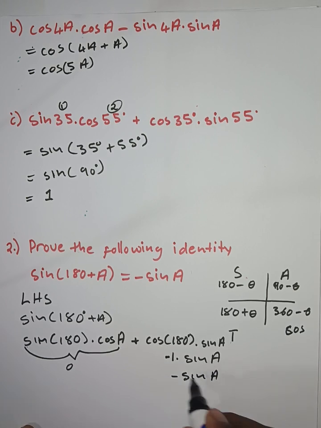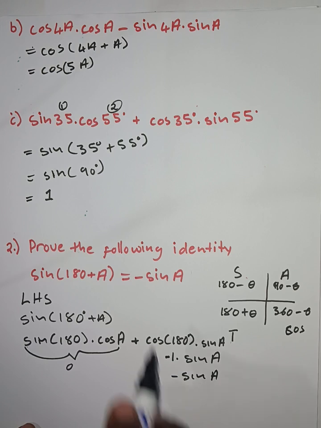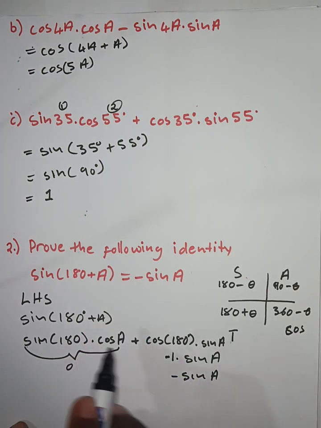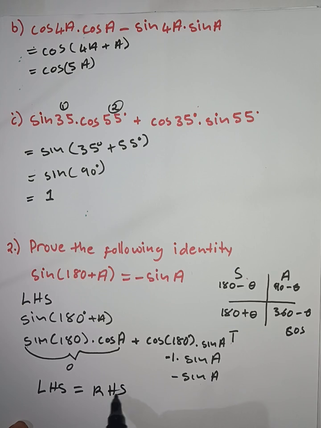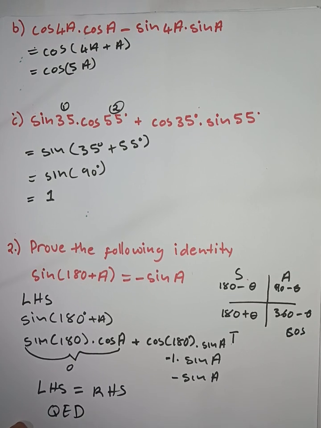So we have shown that indeed the left hand side is equal to the right hand side. We can conclude the left hand side is indeed equal to the right hand side. So that's QED. To some of you, that's quite easily done when we simplify that. In our next session, we are going to do more examples.